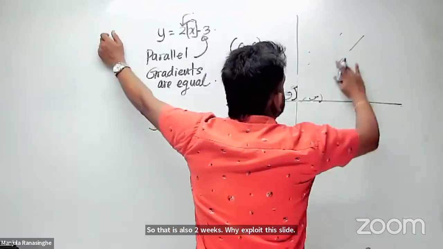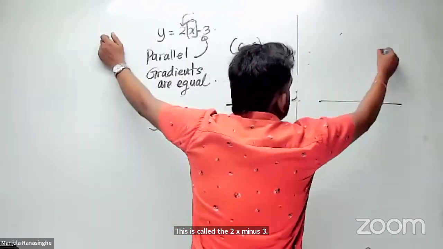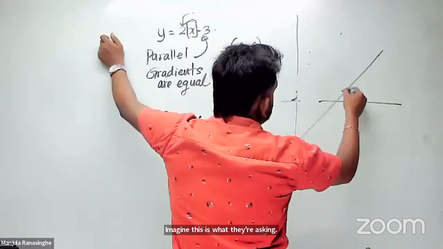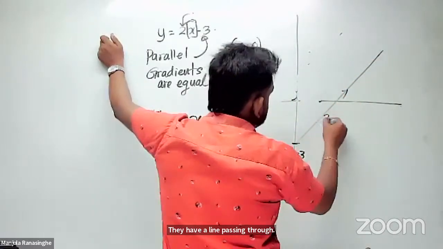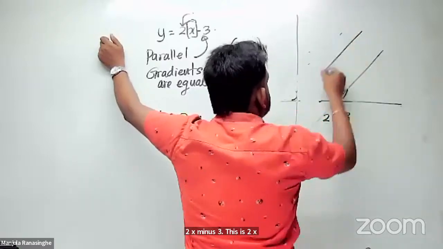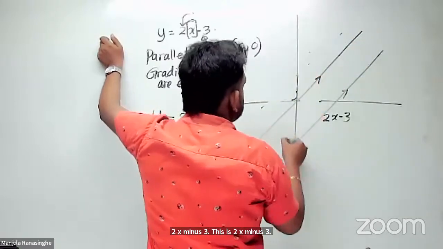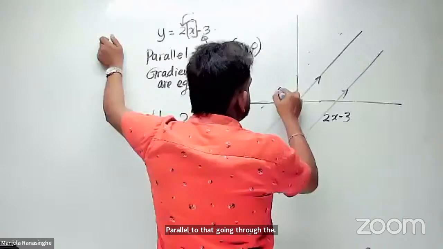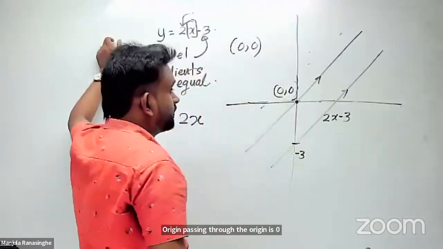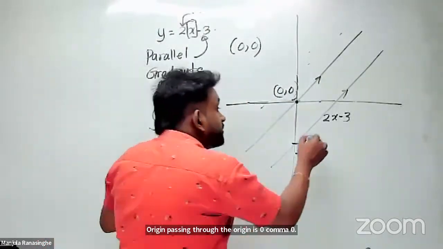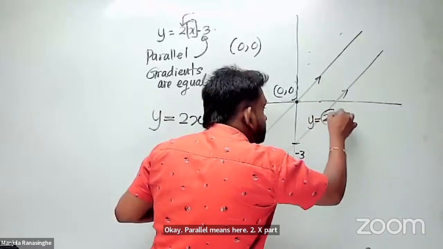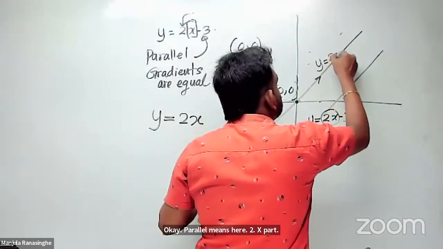Imagine this is what they're asking. They have a line passing through, y equals 2x minus 3. Parallel to that, going through the origin. The origin is (0, 0). Okay, parallel means here the 2x part shall come there. So that is also y equals 2x.